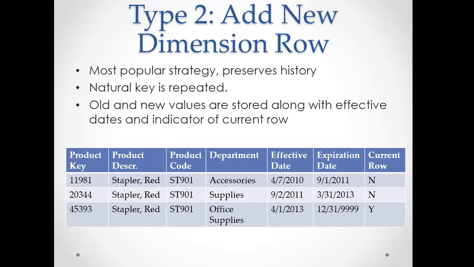The purpose of keeping the different dimensions in there is so that you have a capture over time of how things were, which is important when you're doing record keeping. Maybe somebody wants to track the effectiveness of sales of red staplers based on the fact that we changed their category from accessories to supplies. The only way you're going to be able to do that is if you keep track of what it was like when it was accessories. Again, most of the time when you're dealing with changing dimensions, this is the strategy you want to take.